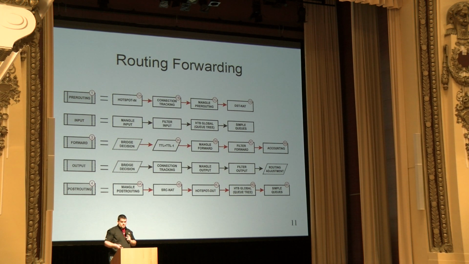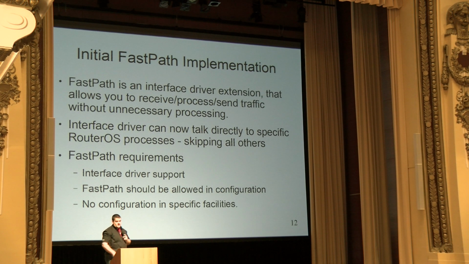So what we decided to implement when we started with version 6 is an initial FastPath implementation. So version 6 beta, version 6 RC, we started this. Basically, what is FastPath? Everyone is asking me that, and everyone has their own idea about what it is. FastPath is an interface driver extension. It's an additional feature of the interface driver. Nothing more, nothing less.